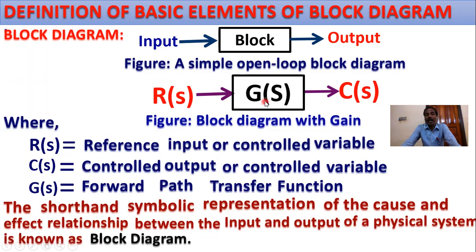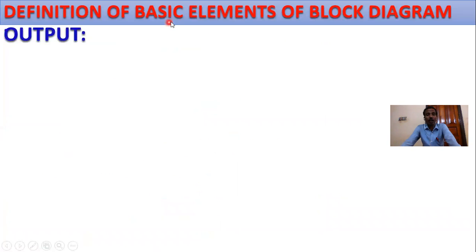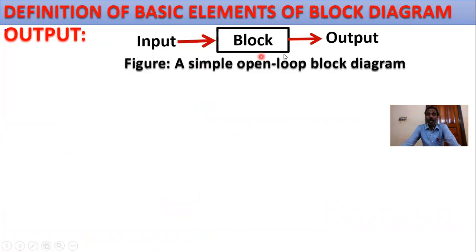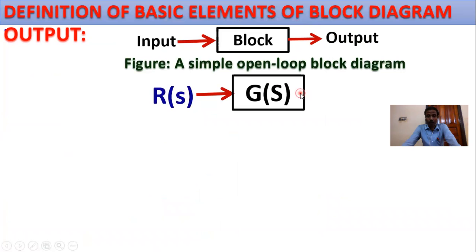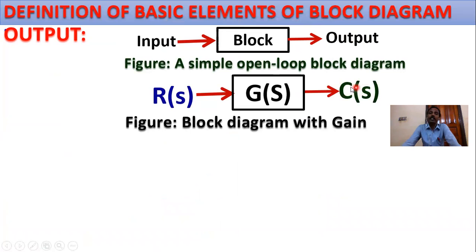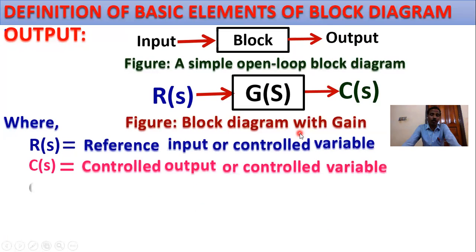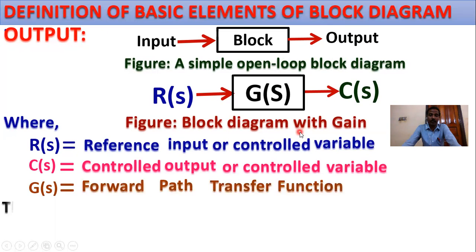This system may be analog, digital, mechanical, electrical, any type of system, and it is known as the block diagram. The definition of basic elements of the block diagram. Output. What is the output? Already discussed this block. This is the controlled output, and the control output symbol in a control system is always C of S. This is also called the effect of the system. R of S is the reference input, C of S is the controlled output, and G of S is the forward path transfer function.